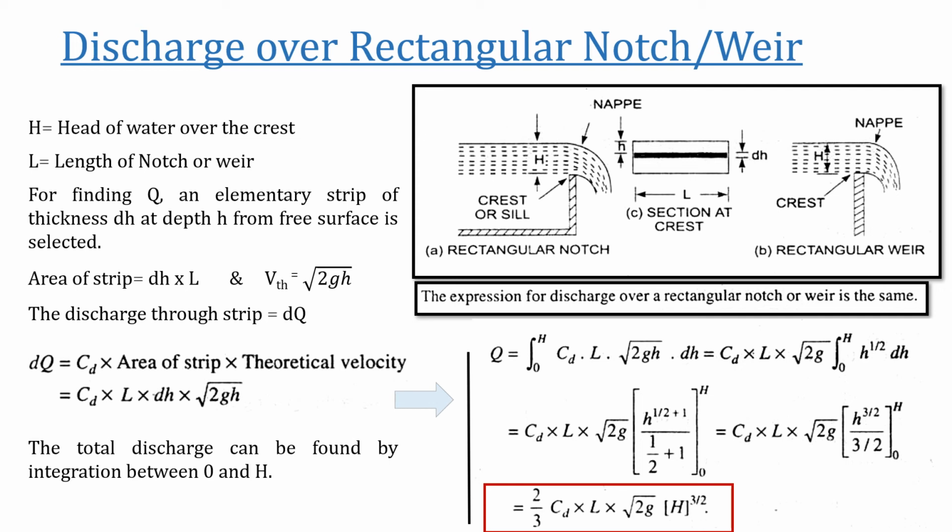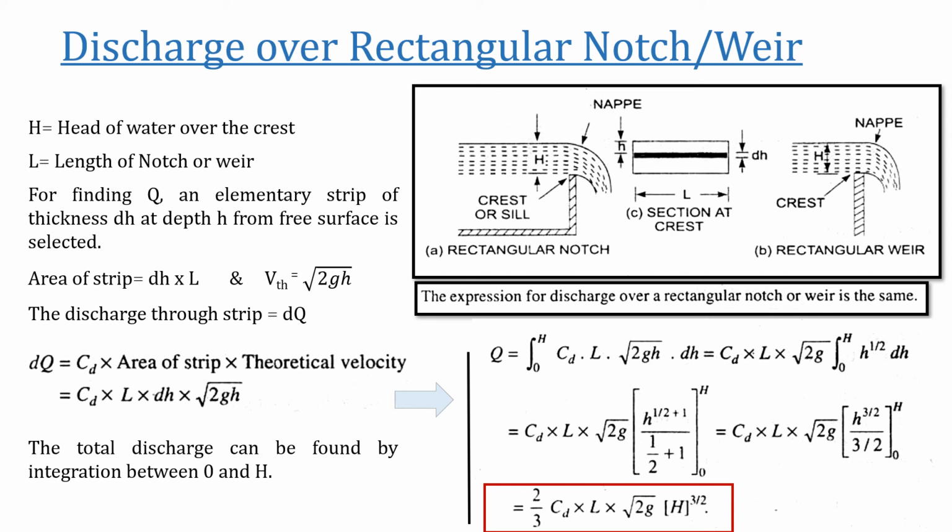So in order to calculate the complete discharge, we simply have to integrate this expression. So integrating for the limits of 0 to H, because we are considering velocity to vary uniformly over this rectangular notch. So Cd L into under root 2gh dh. So we can take Cd L under root 2g outside of the integral, which is integral h^(1/2) dh.